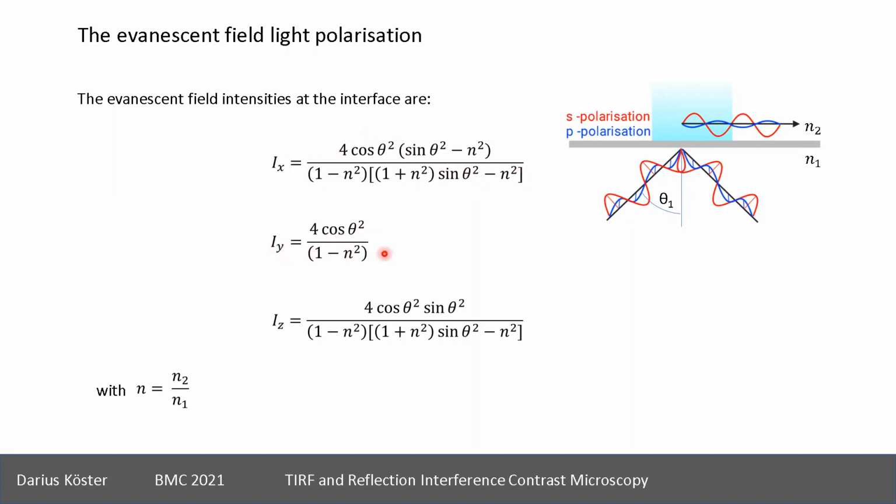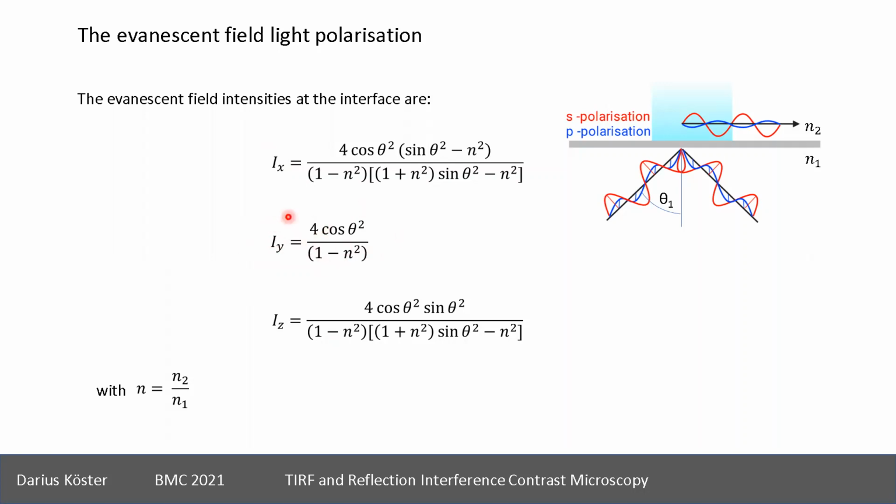And the Y component, let's see again, so you have this 4 times cosine theta divided by 1 minus n squared. So the n is now n2 divided by n1. It's just easier to write, so we just said, just make it an n. And so the Z and X components are connected, that's why they look also quite similar. The Y component doesn't have any other components, so it stays linear.